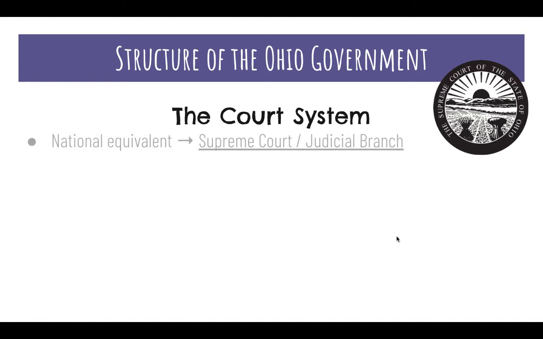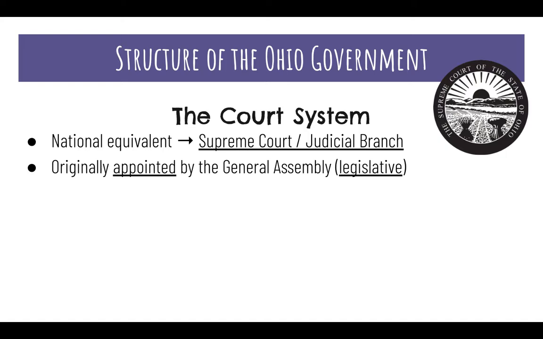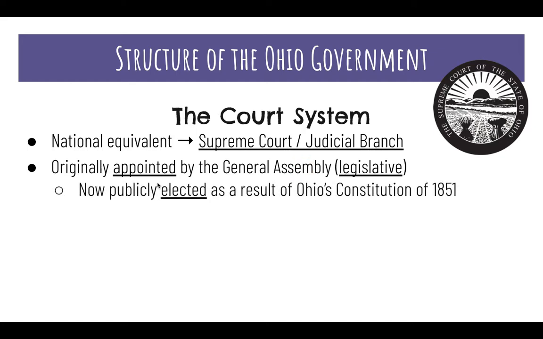And then we have the court system, and the national equivalent there is the Supreme Court and the judicial branch. In our original Constitution, which we'll get to in just a second, these justices were appointed by the General Assembly, or that legislative branch of Ohio. They were not voted in by the public. That has changed as a result of Ohio's Constitution from 1851. Now justices at the Ohio level are publicly elected, and just like the national level, they can be impeached.